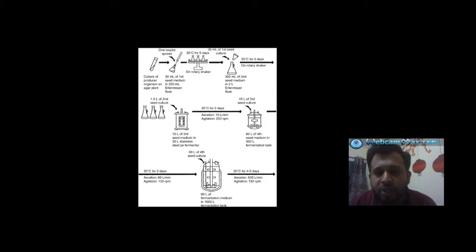If it is fungi, we will take a loopful of spore, and then we will inoculate it in 30 ml of the nutrient media. Whatever nutrient media is required for that fungi or bacteria, we will take that, and then we will rotate that media on a rotary shaker at 30 degrees centigrade for 5 days. After continuous rotation, that loopful of bacteria will start dividing, and then it will be in high numbers.